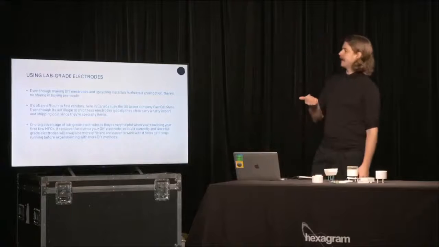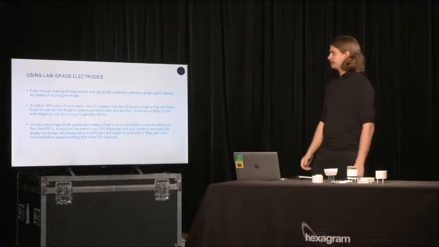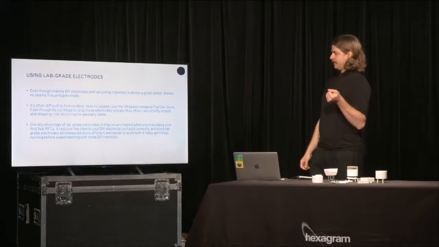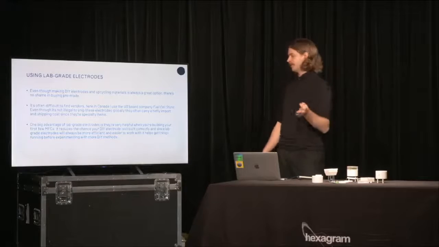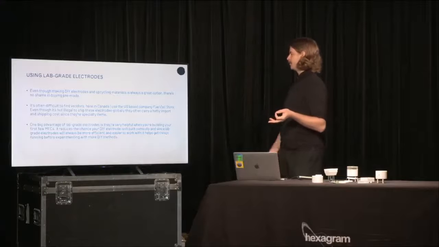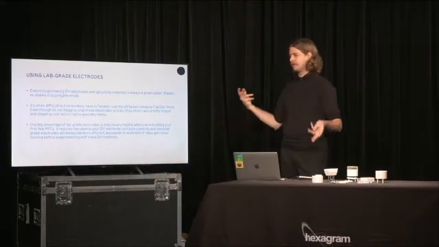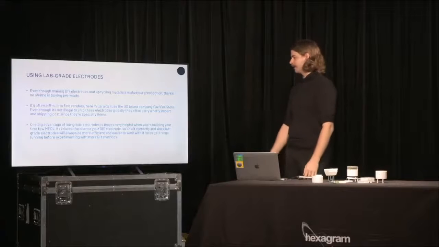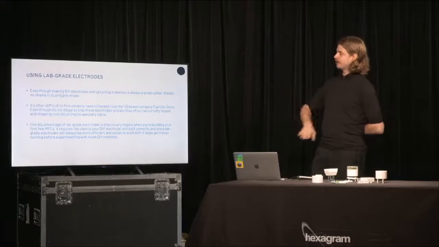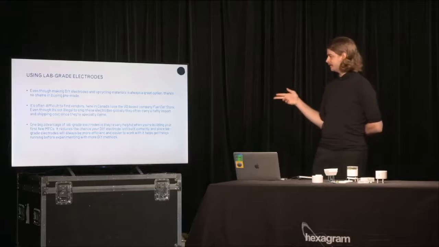You can get lab grade ones. I often use lab grade ones because they're easier. They eliminate one aspect of the process that's difficult because you know they're going to work. Sometimes when you make your own electrodes, something could go wrong. Maybe it's not pressurized enough. Maybe the charcoal's not right. So if you want to just start off knowing that it's going to work, you can try and find these.